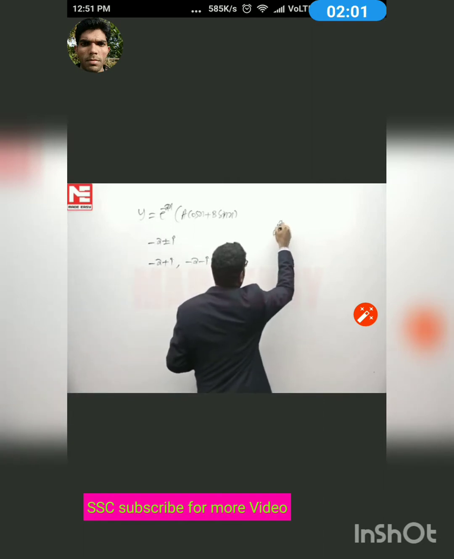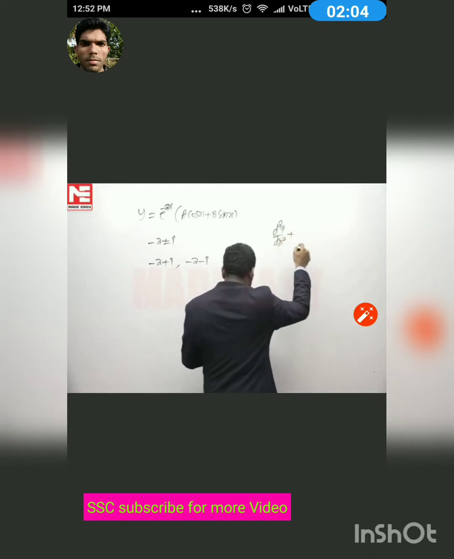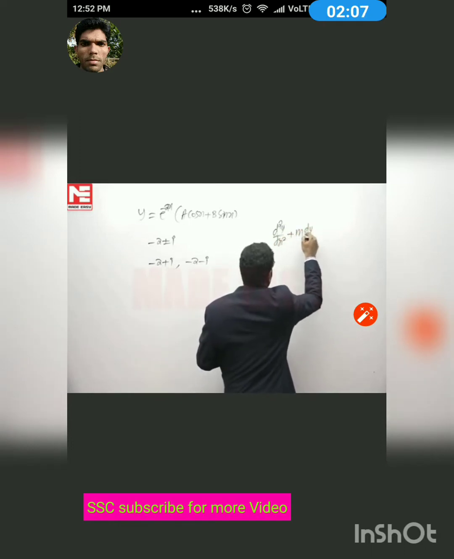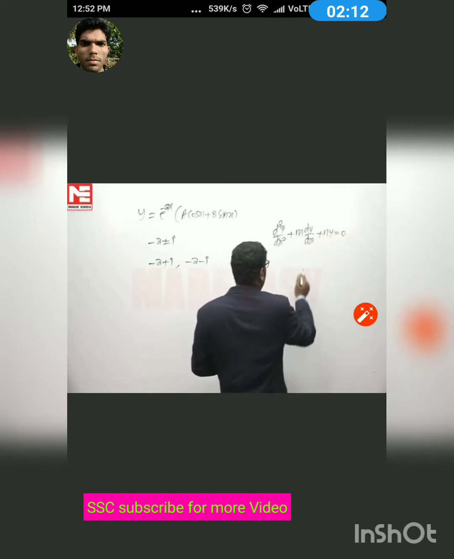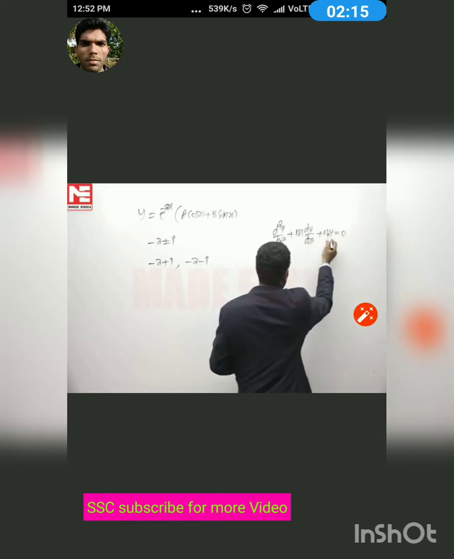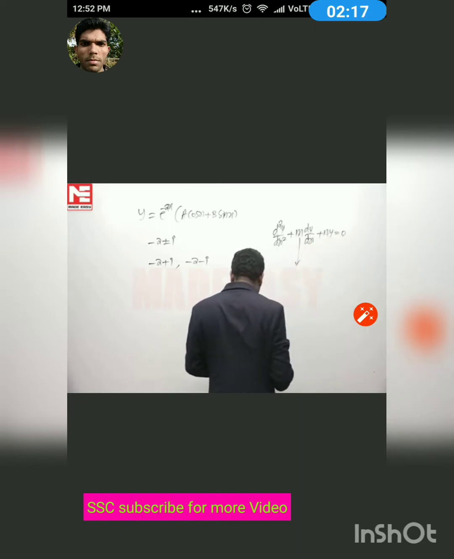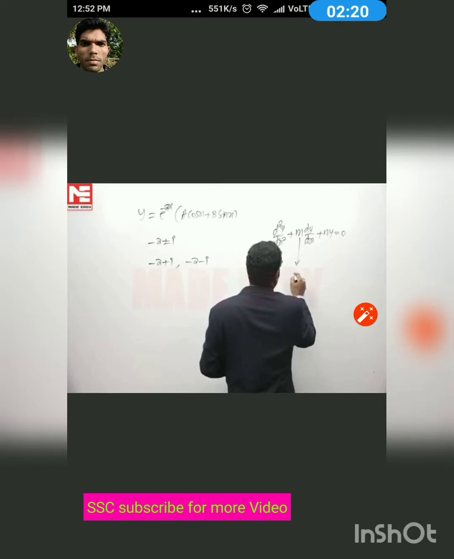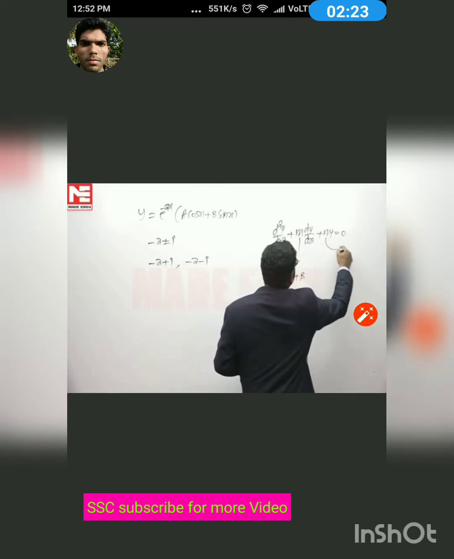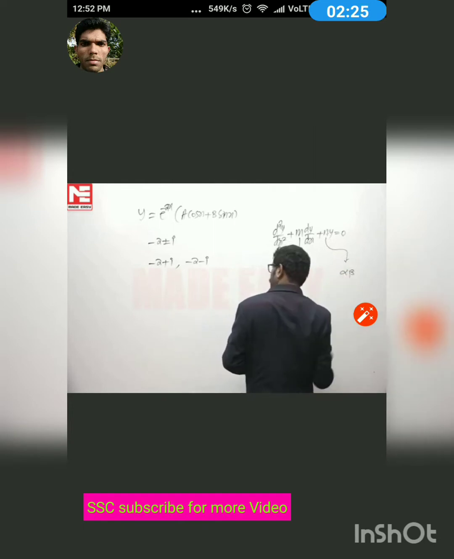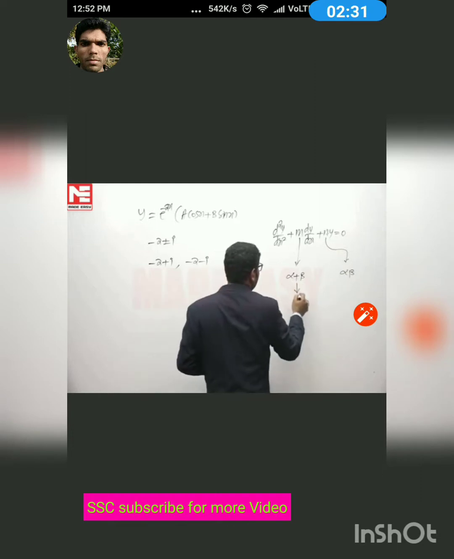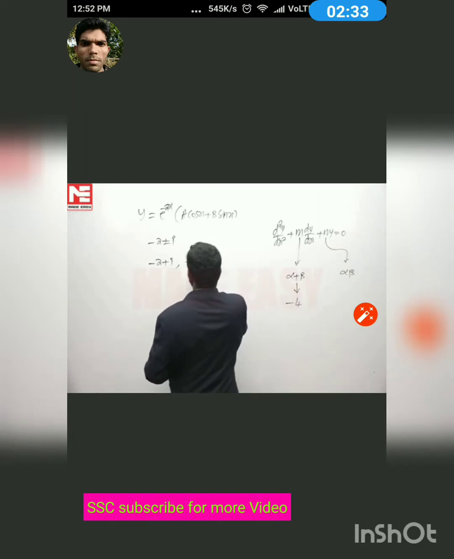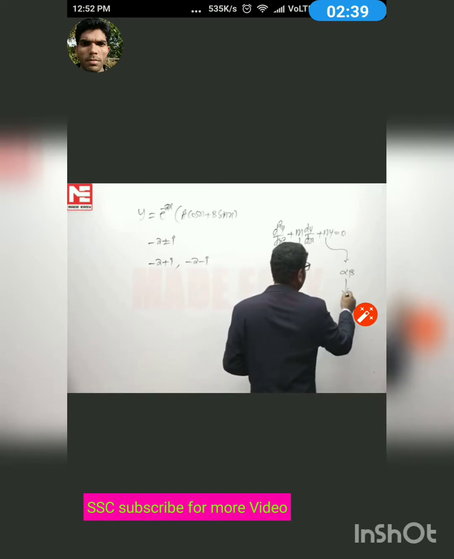In the general solution, d square y by dx square plus m into dy by dx plus n y equal to 0, we need the value of m plus n. So m is nothing but the sum of the roots, alpha plus beta. n is nothing but alpha beta. Now, alpha plus beta, by adding these two, you will get minus 4. By multiplying these two, minus 2 whole square minus i square, that is 5.